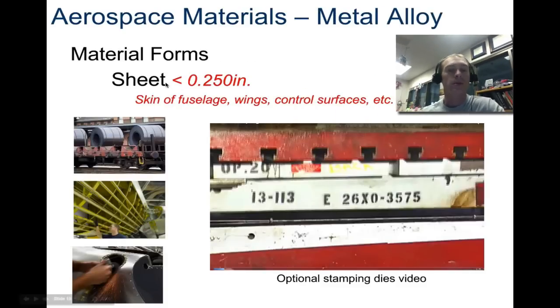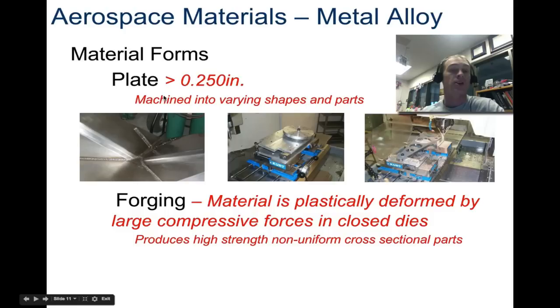So here's some different material forms. You may have a sheet. A sheet is less than 1/4 inch, and this is typically for the skin of the fuselage, wings, surfaces. So you have sheet metal usually in these rolls here. And you might also have plates, and plates are greater than 1/4 inch, and these are usually machined into various different parts.